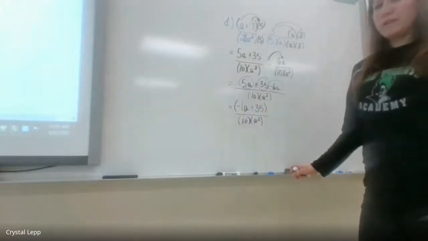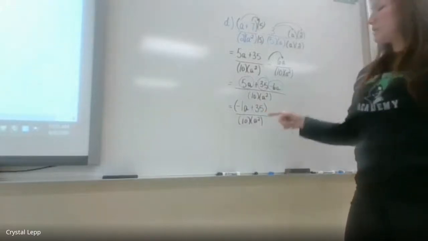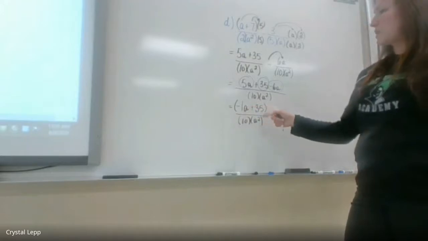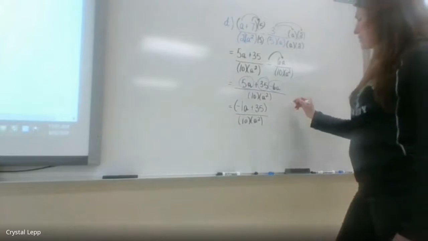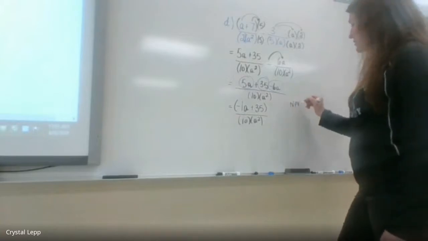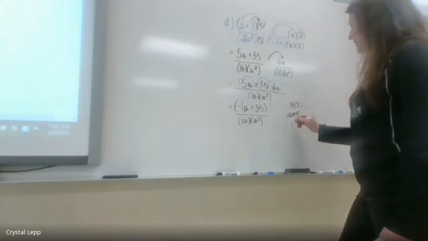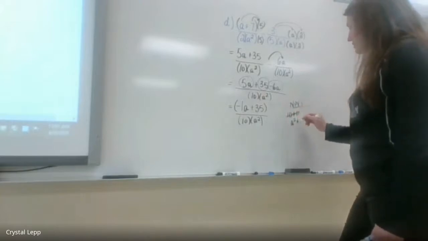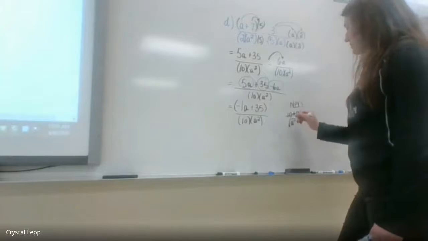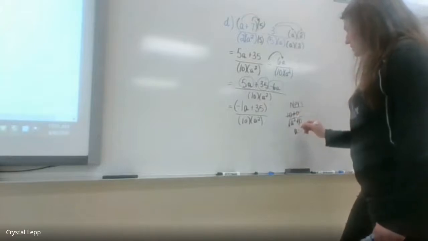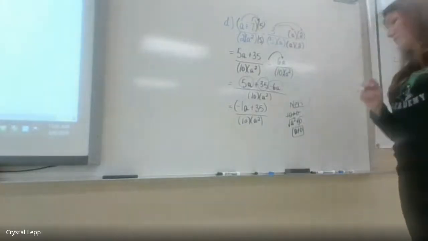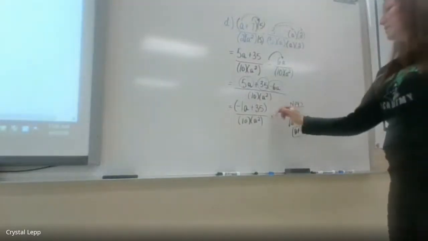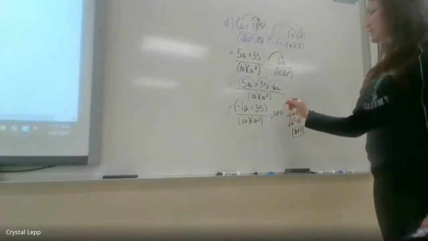Now there's no more simplifying I can do because negative a plus 35 is on the top and there's no negative a plus 35 at the bottom, so it's never going to go away. So I do have to state NPVs. 10 cannot equal 0, which doesn't give me an NPV, and a squared cannot equal 0. Square root, a cannot equal 0. A cannot equal 0.